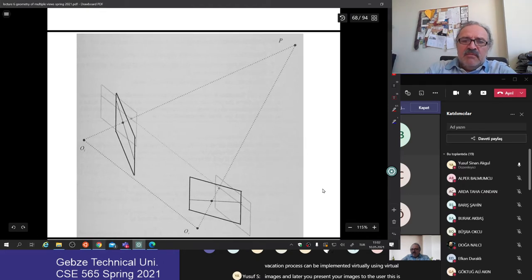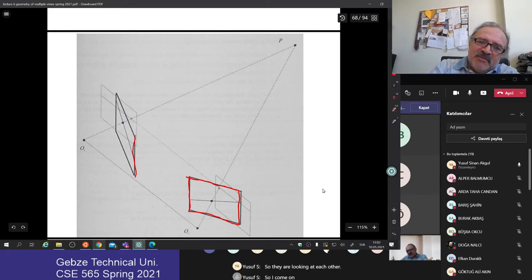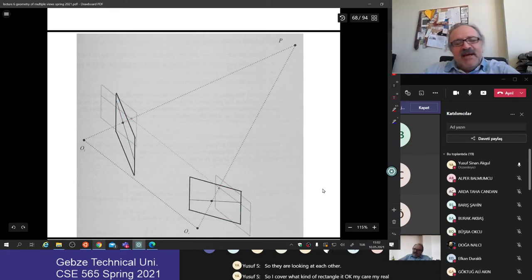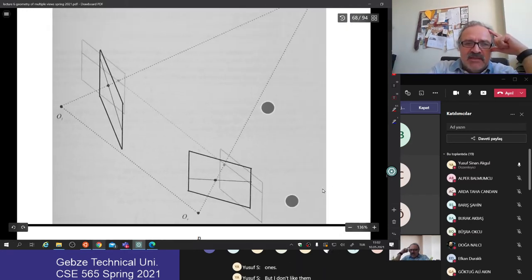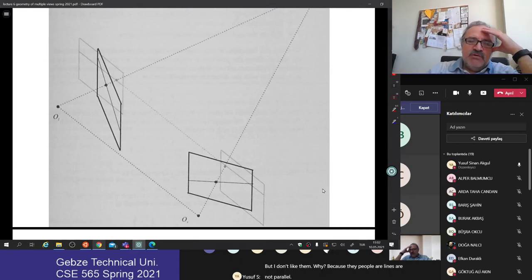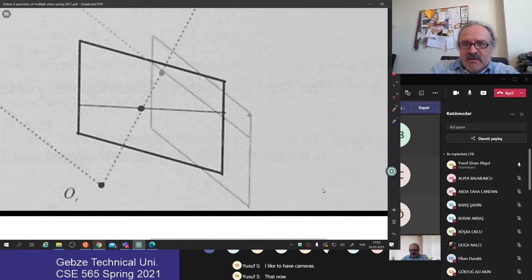My real cameras are the black ones, but I don't like them. Why? Because the epipolar lines are not parallel. I need to use F to calculate the epipolar line in the other image. I like to have cameras that are parallel.